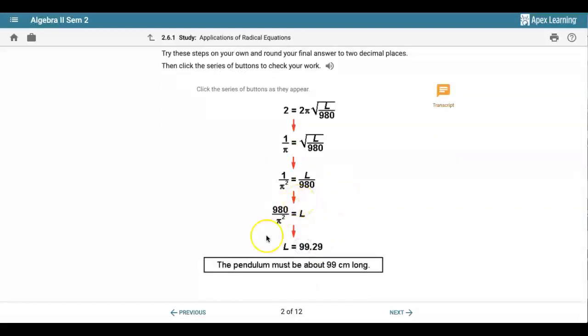Remember that pi, yes, it is a symbol here, but it stands for an actual value of 3.14159, whatever. It is a value that you can plug in and use in your calculator. So when we simplify, it's equal to about 99.29 centimeters long. Hopefully not too terribly difficult. It's just figuring out what you have and plugging in the appropriate places.